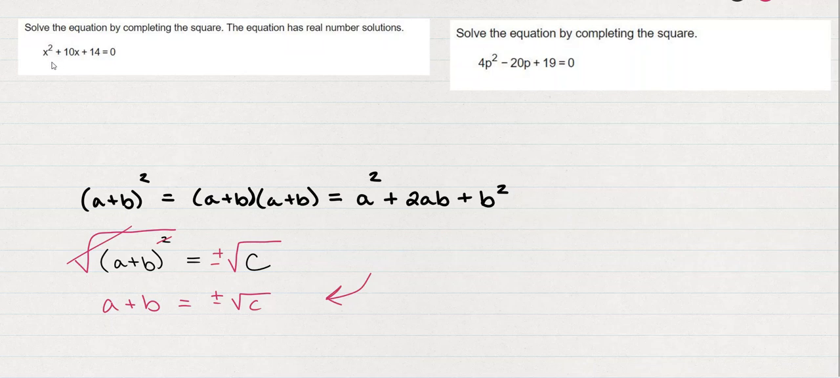And the way we're going to get there is we're going to rewrite this so it is a perfect square. So let's look at how to do that.